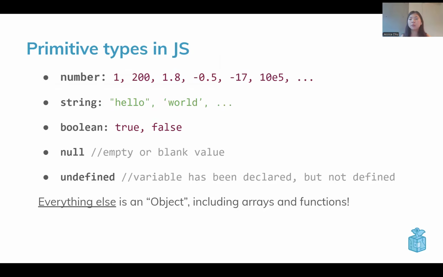Third is Boolean. It can only be true or false. Then there's null, which just means it's an empty value, basically nothing. It's the code equivalent of nothing. And then there's undefined, which is when, let's say, you create a variable, like let hello, and then you don't set it equal to something. That would mean the variable is undefined. And then everything else is an object, but you don't have to worry too much about that.